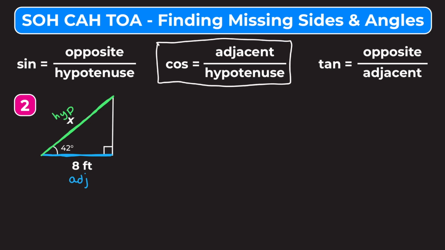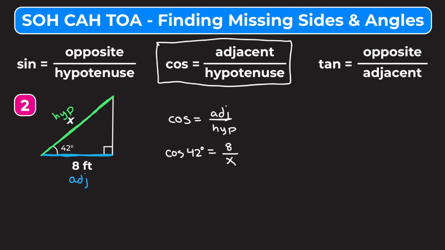So we want to set up an equation for the cosine of 42 degrees. So we know cosine is equal to adjacent over hypotenuse. So the cosine of 42 degrees is equal to our adjacent side, which is 8 feet, over our hypotenuse, which is x. And this time, what we're solving for, x, is in our denominator.